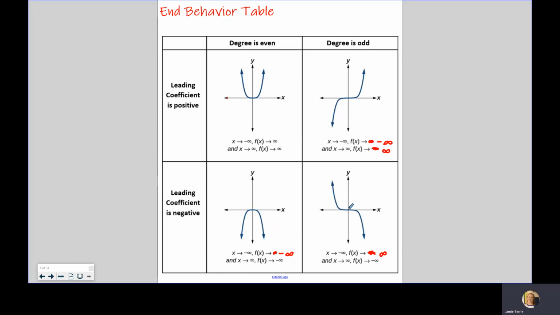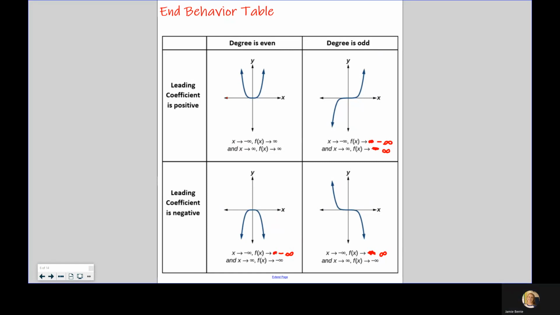And then here, as you go left in the x direction, towards negative infinity, the graph is increasing towards positive infinity. And as you go to the right in the x direction, so x is increasing, the graph is actually decreasing, going towards negative infinity.